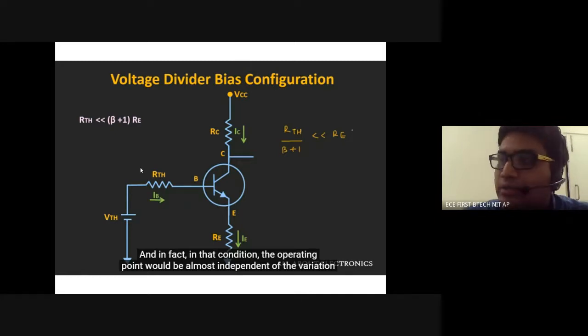Study more in the network theory analysis, maybe in the second year. But for the time being, you should know that this is the equivalent circuit, where this is the Thevenin equivalent voltage and this is the Thevenin equivalent resistance. In voltage divider bias, you should remember our Thevenin resistance should be very much less than (beta plus 1) RE. If this condition is satisfied, then it is able to stabilize the operating point. Now how, we'll see in this session.